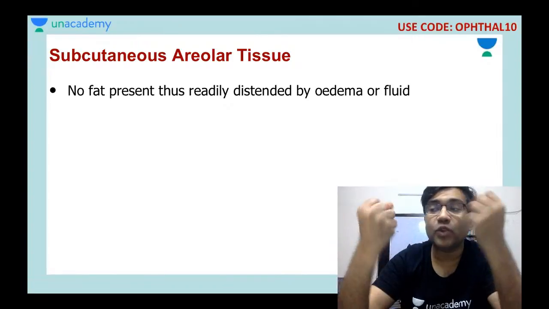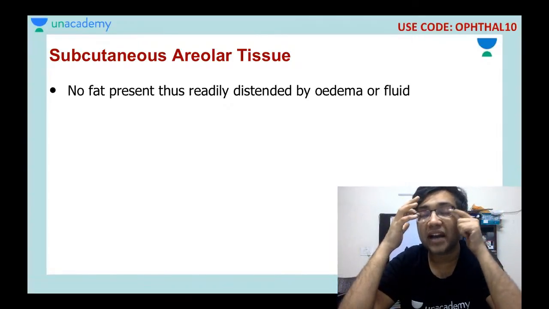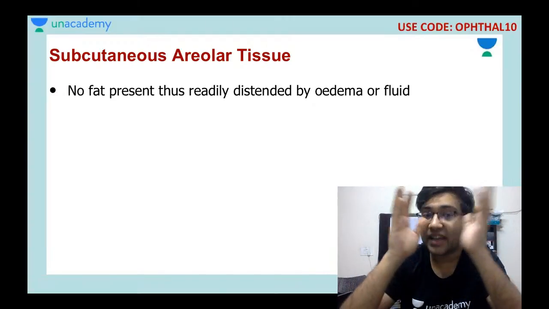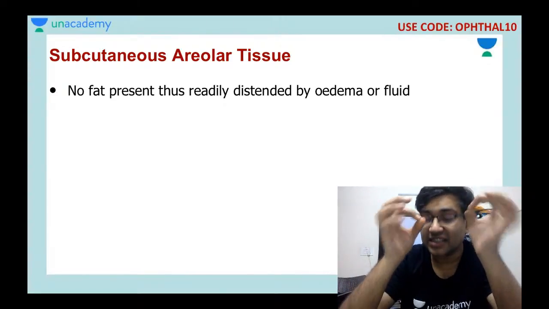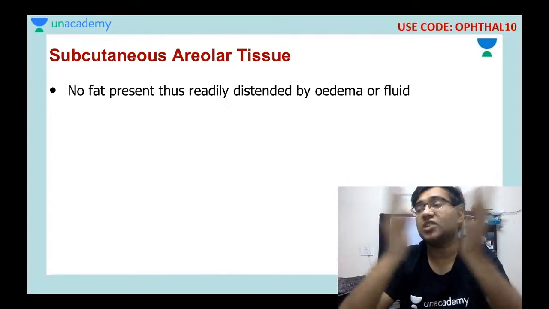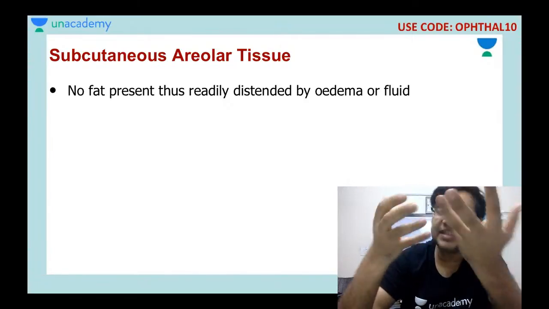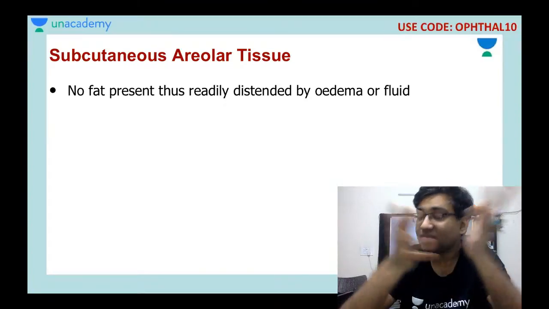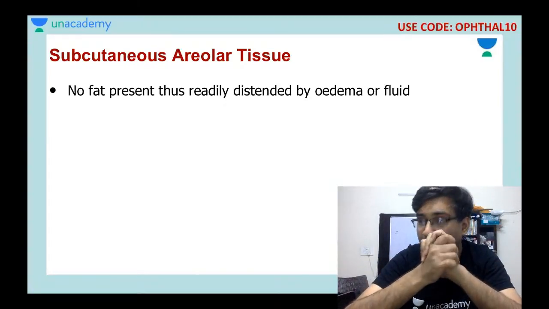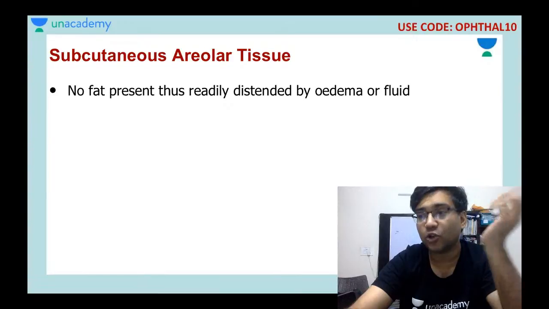Even if you get a blow to the eyeball, you can have hemorrhage just beneath the skin, because there is very thin skin, and the areolar tissue does not have any fat, so everything can get accumulated there. That is the basic importance of the subcutaneous areolar tissue.